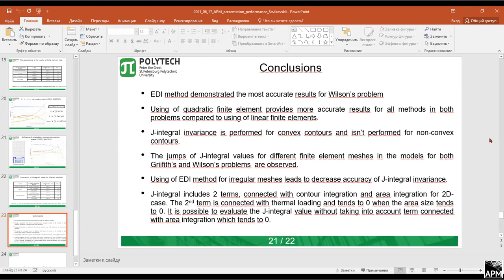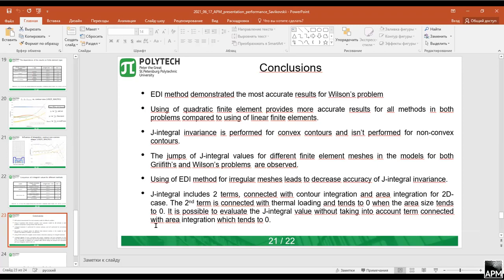Using quadratic finite elements provides more accurate results for all methods in both problems compared to using multilinear finite elements. G-integral invariance is performed for convex contours and isn't performed for non-convex contours. As you can see, jumps of G-integral values for different finite element meshes in the models for both problems are observed. Using equivalent domain integral methods for irregular meshes leads to decreased accuracy of G-integral invariance. And we should use regular meshes.